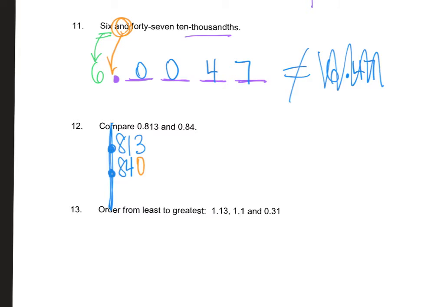So looking top to bottom, the 8s are the same. So the 8s being the same, that doesn't help us. But then this 1 and this 4 are different and the 1 is smaller. So that means that if I'm comparing these two, 0.813 is smaller than 0.84 or 0.840.